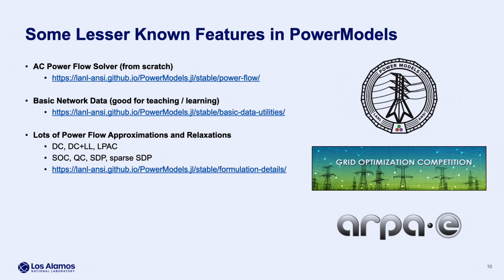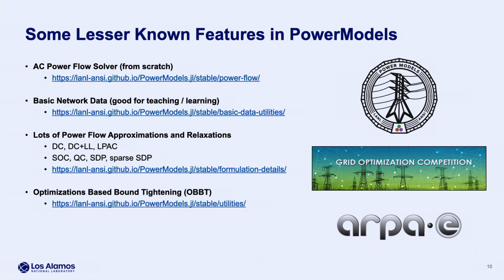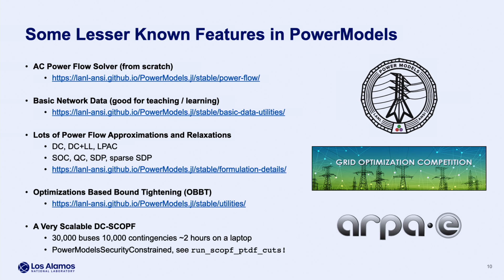There are lots of power flow approximations and relaxations. I mentioned some of these before. We have DC with line losses, an approximation called LPAC that we developed some years ago, and then tons of convex relaxations. So if you want to study convex relaxations, you'll get a very solid baseline of methods out of the box with PowerModels. There is a very nice tool for optimization-based bound tightening, which is an advanced technique for deducing what values different variables in your OPF problems can take.